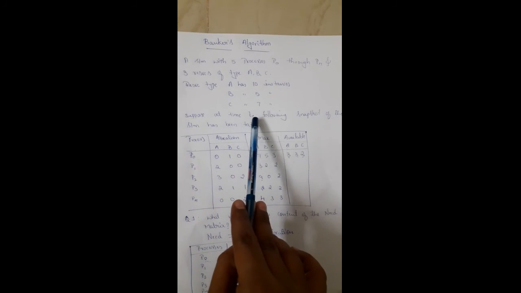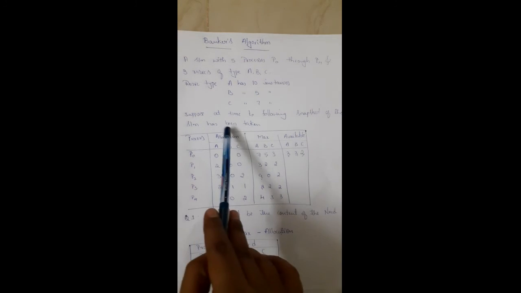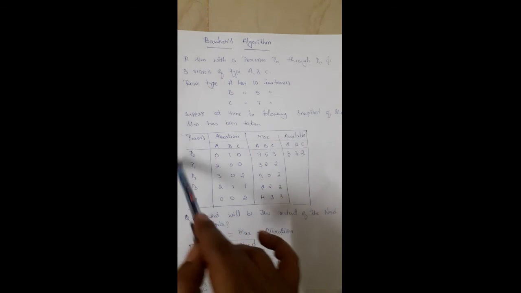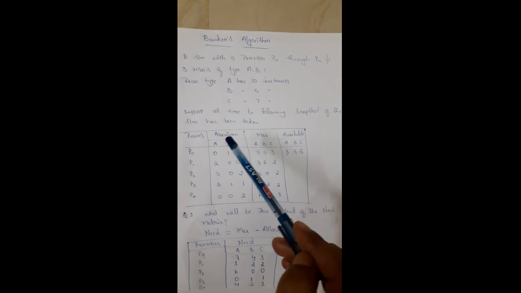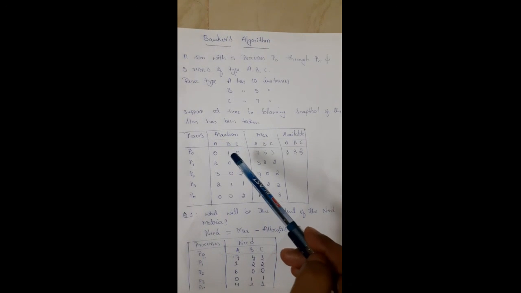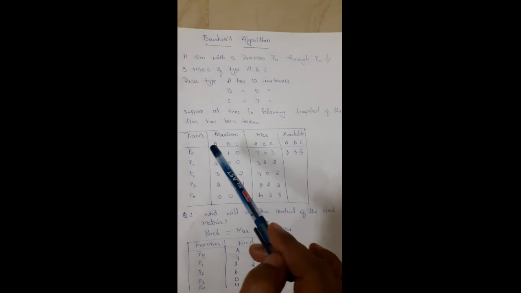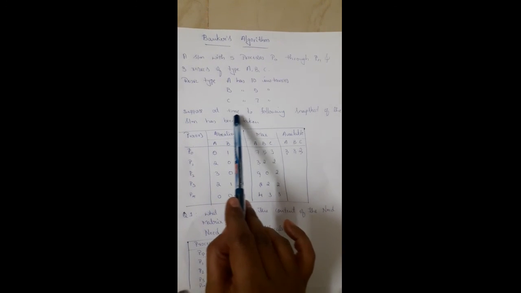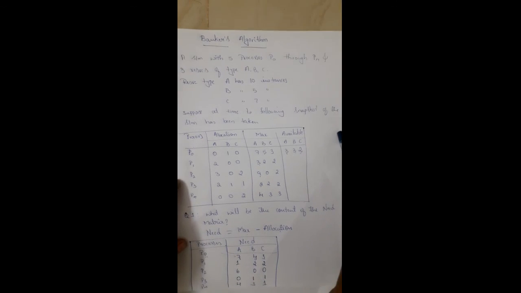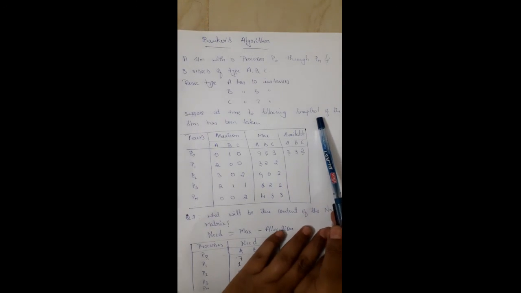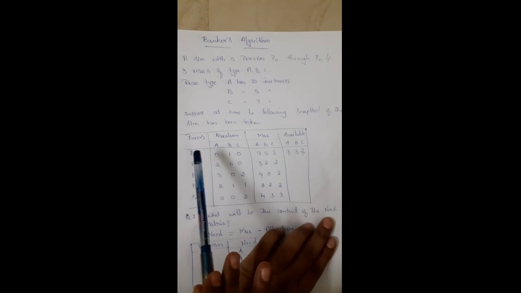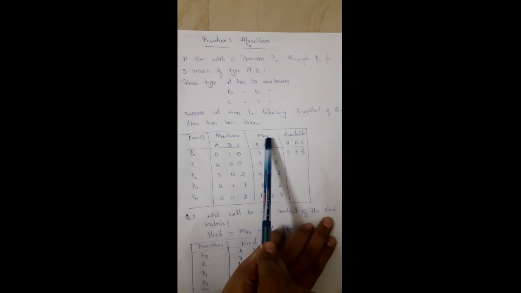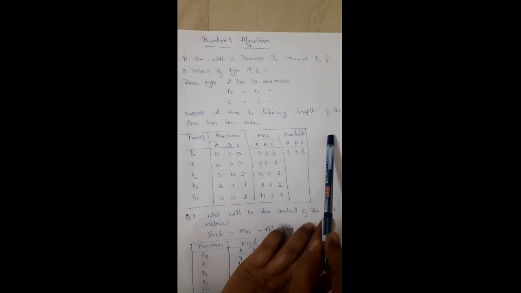Now a snapshot is given, like suppose at time t0 the following snapshot of the system has been taken. So as you know, Banker's algorithm is used to avoid deadlock, right? It is a deadlock avoidance algorithm. So at a given point of time, that is t0, a system snapshot is given. We'll see what it is. With respect to Banker's algorithm, the 4 data structures we use are allocation, maximum, available, and the last one is the need matrix, or data structure need.